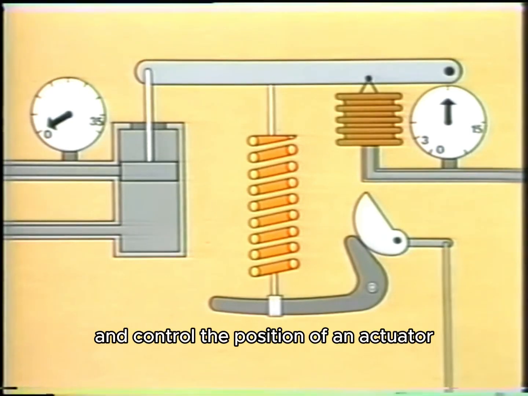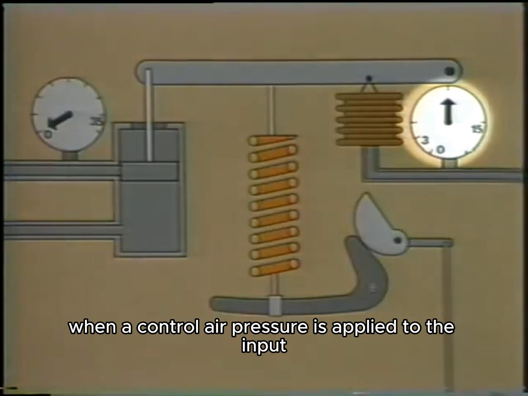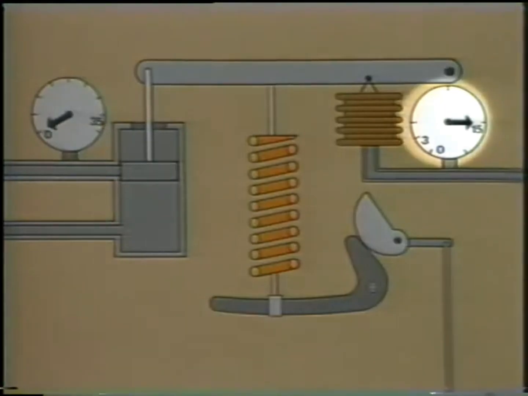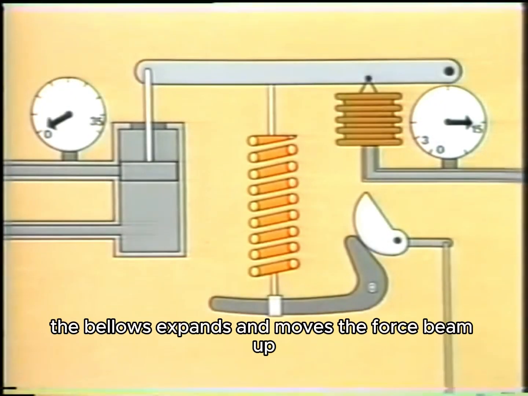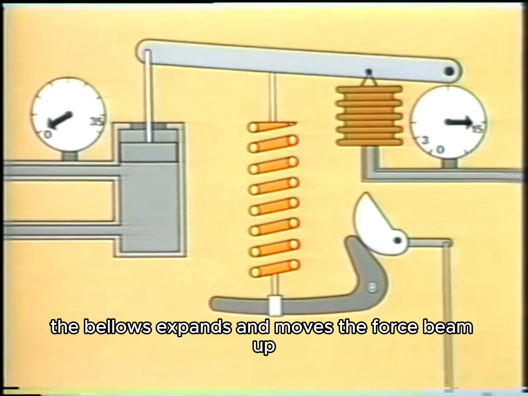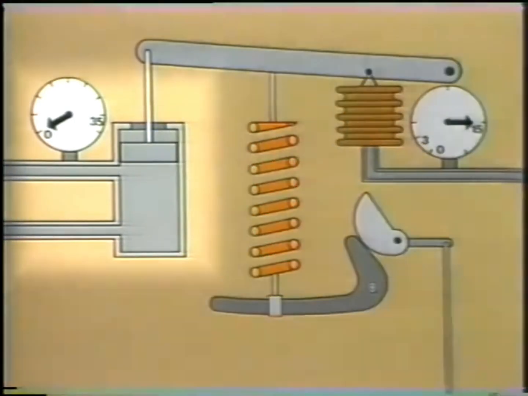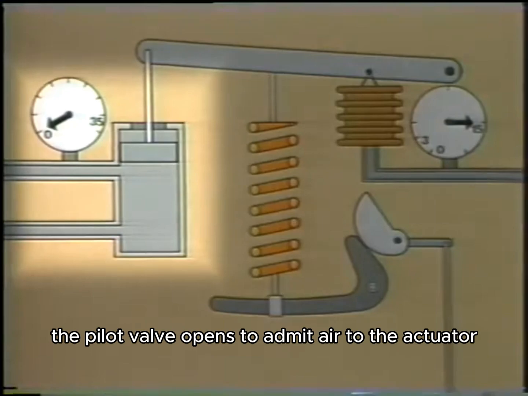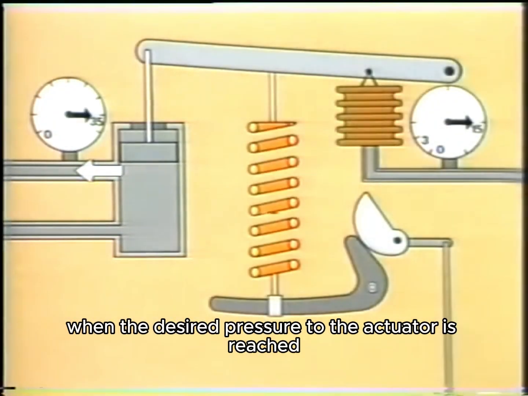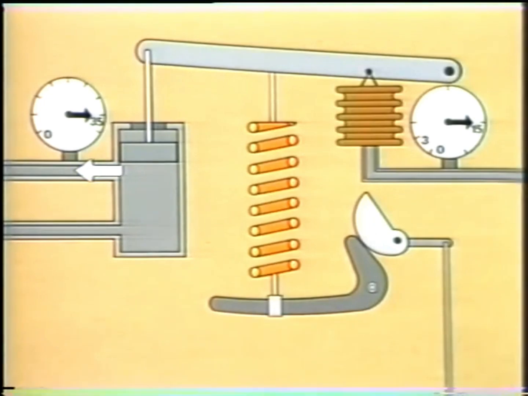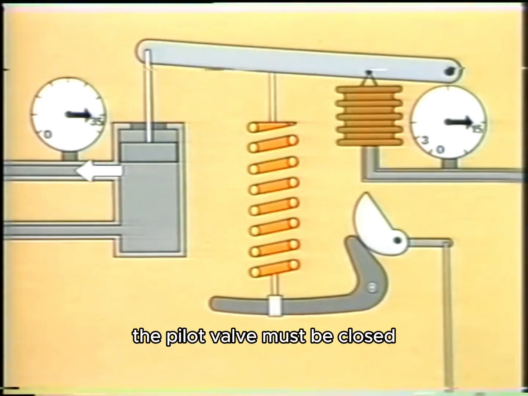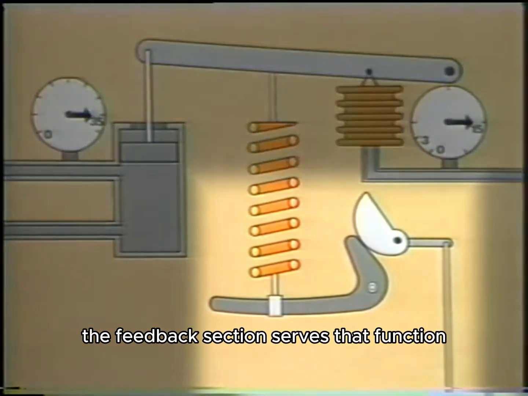When a control air pressure is applied to the input, the bellows expands and moves the force beam up. The pilot valve opens to admit air to the actuator. But when the desired pressure to the actuator is reached, the pilot valve must be closed. The feedback section serves that function.